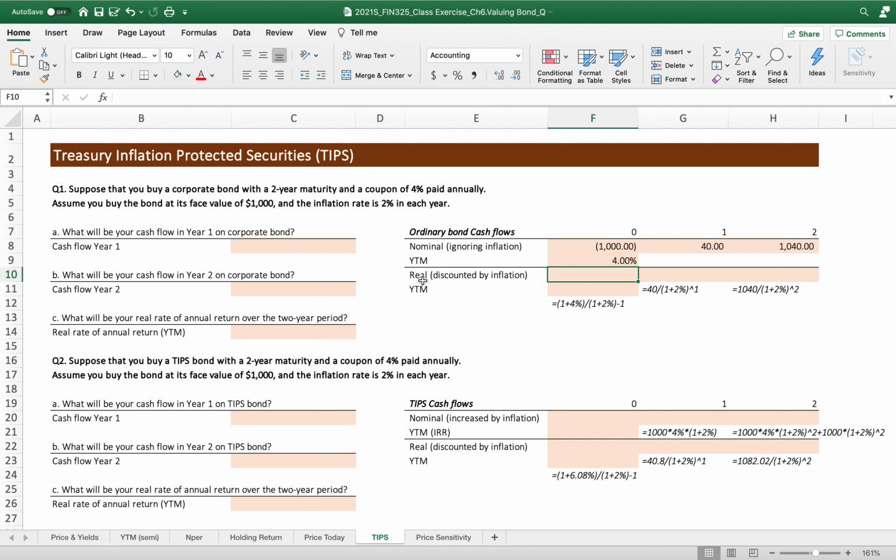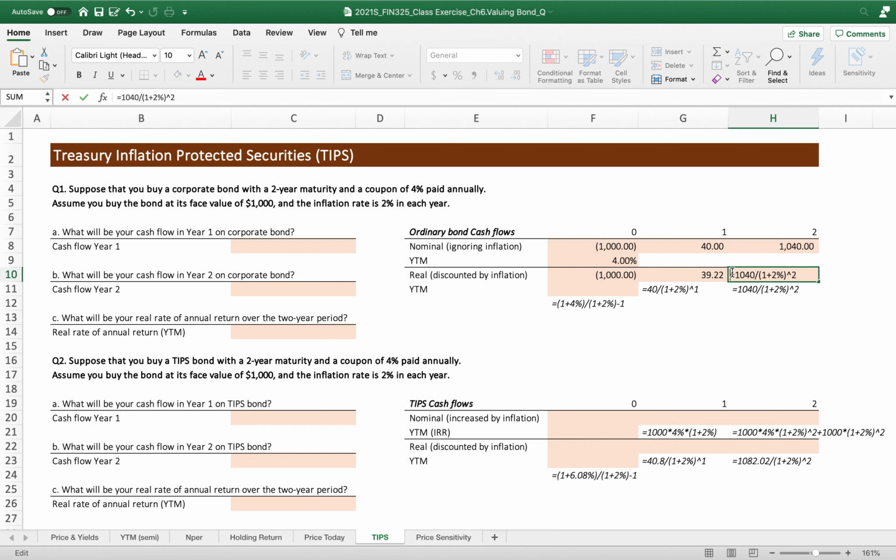And then the real interest rate, how do you get it? It is discounted by inflation. Now, today is never discounted because today's value is the same. Okay, here is the $40. Okay, I'm going to adjust. Now, the $40 should be discounted by inflation to the power of 1, right? So I'm going to put it here. So you got 39.